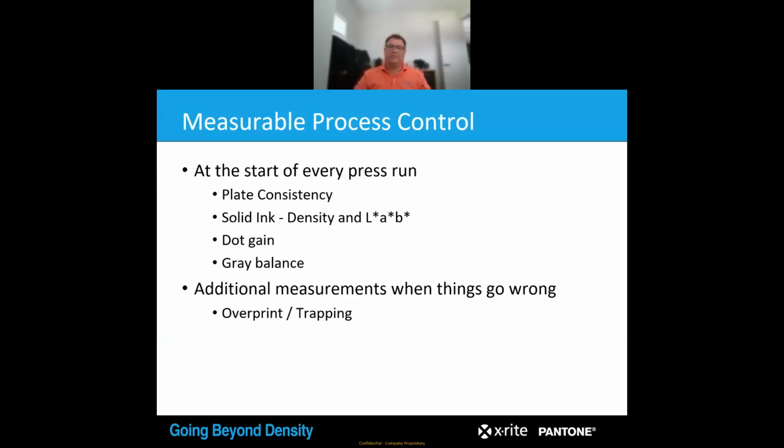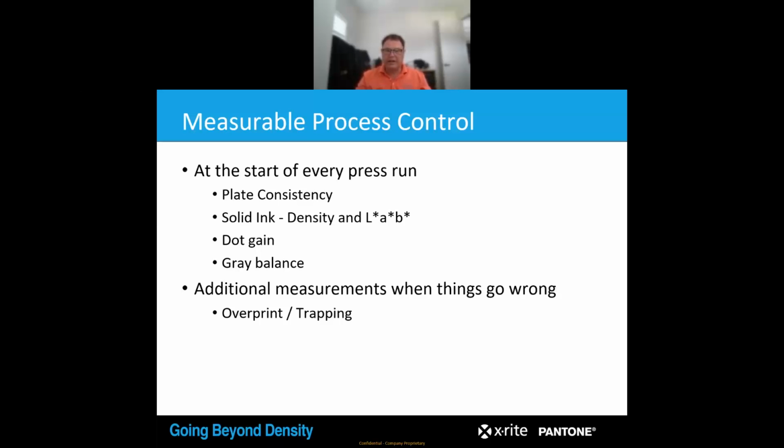Okay. So print run control. Once you've actually gone through your press setup and you've got your press setup correct, you've got your ink under control, you've got your paper under control, what should you do in your process run? So at the start of every run, you should be checking your plates. Number one, check my plates. Are my plates correct?